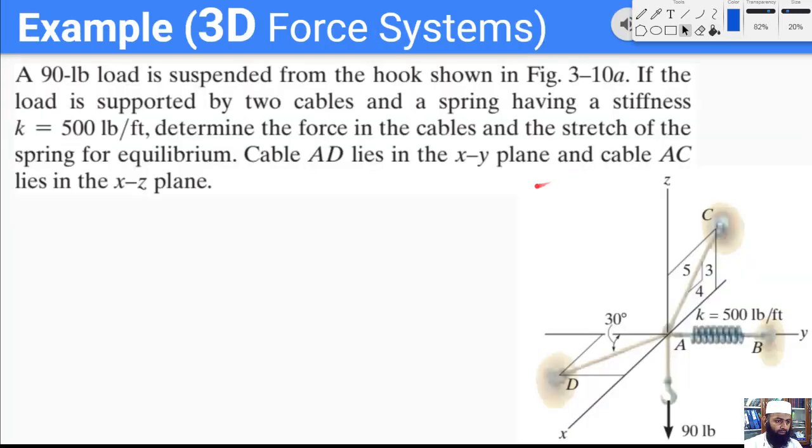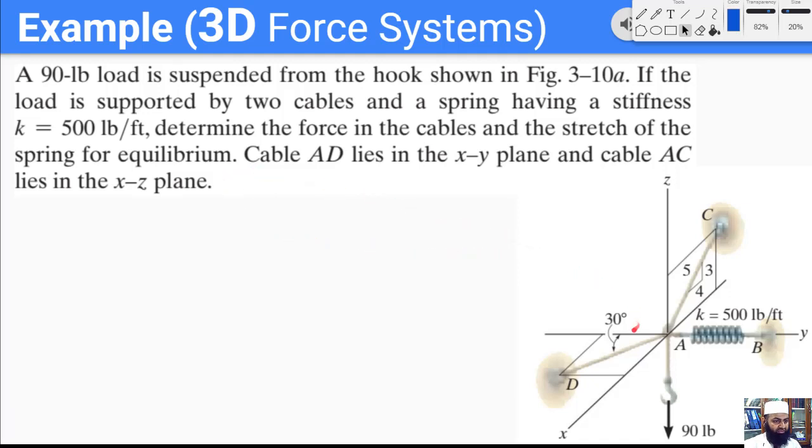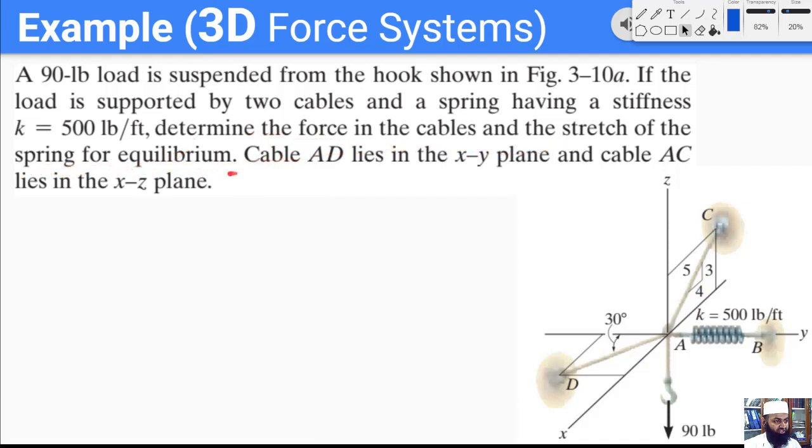Okay, so here we look at this example. We have a 90-pound load which is suspended from the hook shown in the figure. If the load is supported by two cables and a spring having a stiffness of 500 pounds per foot, determine the force in the cables and the stretch of the spring for equilibrium. So we have this system here, and we are told that this system is in equilibrium, and we want to find the stretch in the spring, and we want to find the force in the cable.